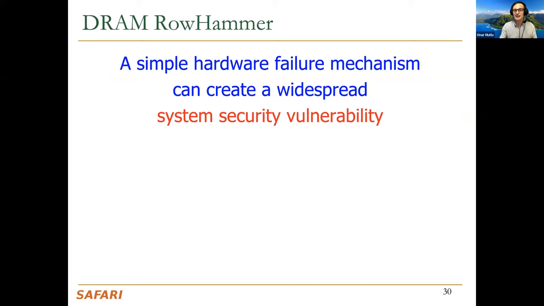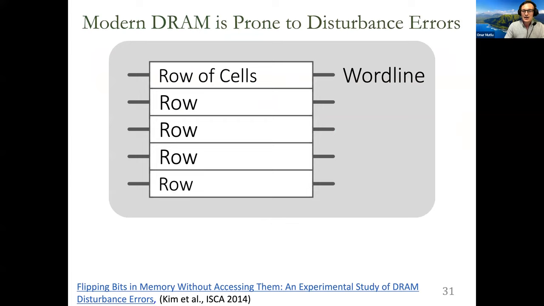And RowHammer is, as I said, a simple hardware failure mechanism that can create a widespread system security vulnerability. And I encourage you to read the article that I showed you. So what is it, basically? If you look at DRAM, it consists of rows of cells, many, many rows. Actually, almost all memories look like this today.